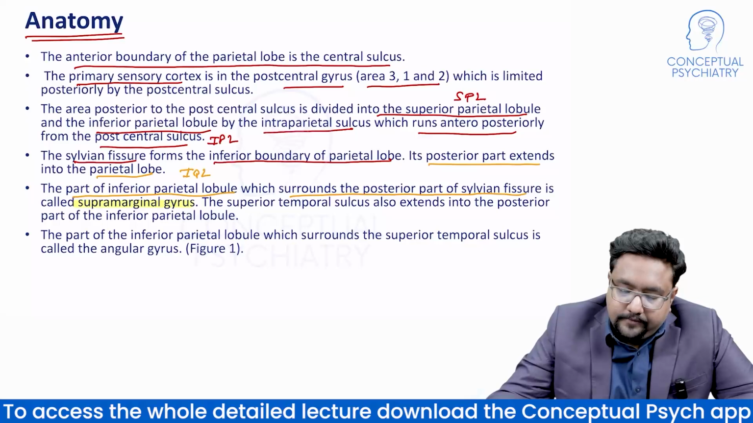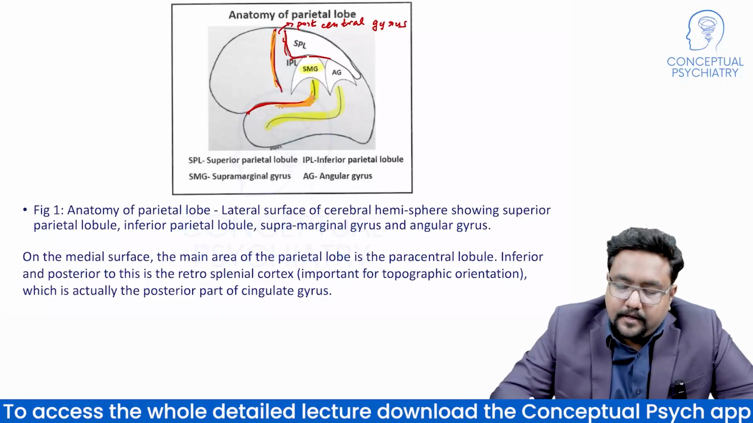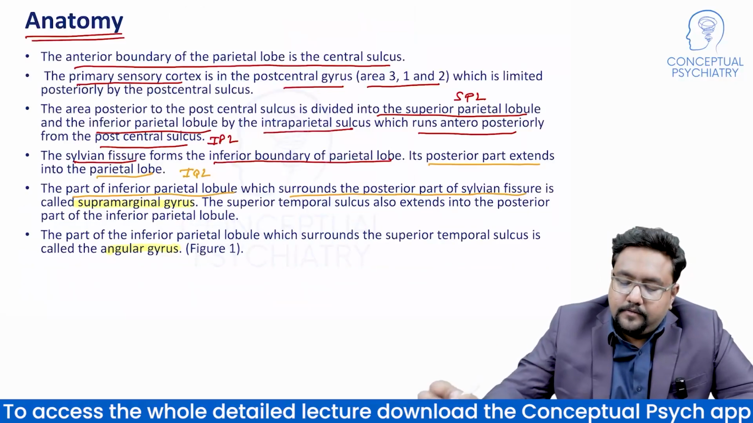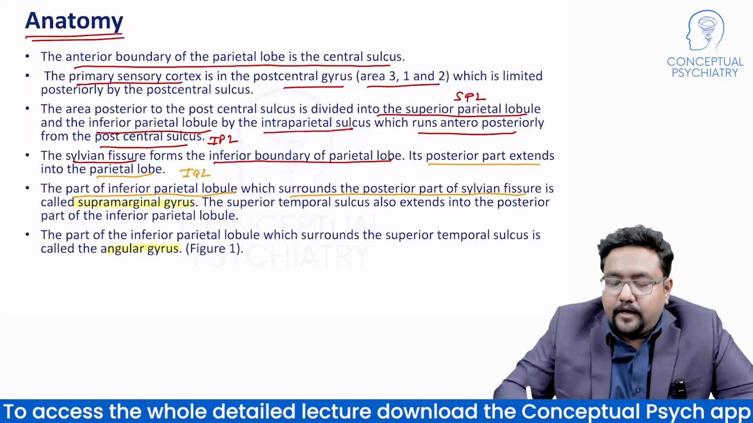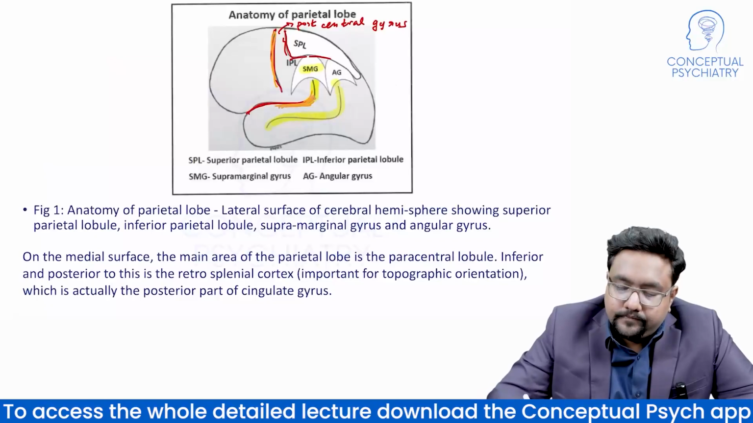This is the posterior part of the Sylvian fissure, and this is the superior temporal sulcus, which is also going into the inferior parietal lobule. That part of the IPL which surrounds the superior temporal sulcus is called the angular gyrus.